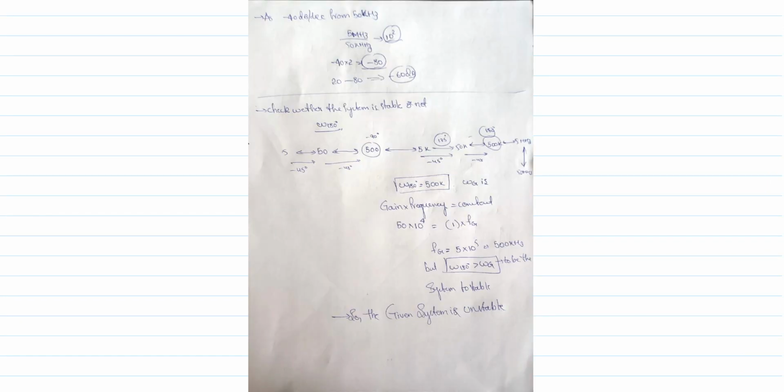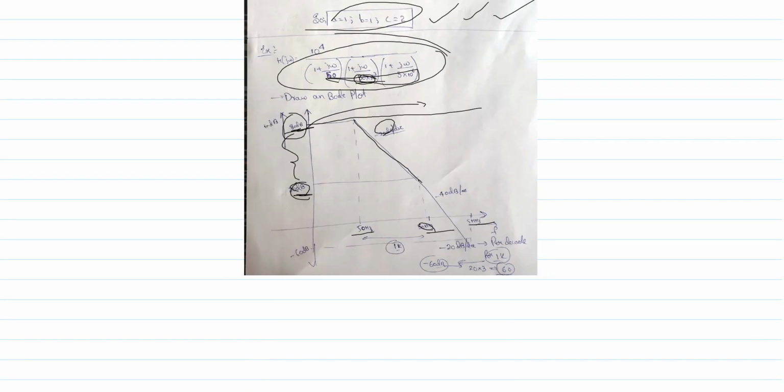And after that, from 50 kilohertz to 5 megahertz, how many decades are we having? 5 megahertz to 50 kilohertz is 10 power of 2, so 2 decades, with a slope of minus 40 dB per decade. For 2 decades minus 80, so 20 minus 80 is minus 60. At 5 megahertz we are having minus 60 dB.